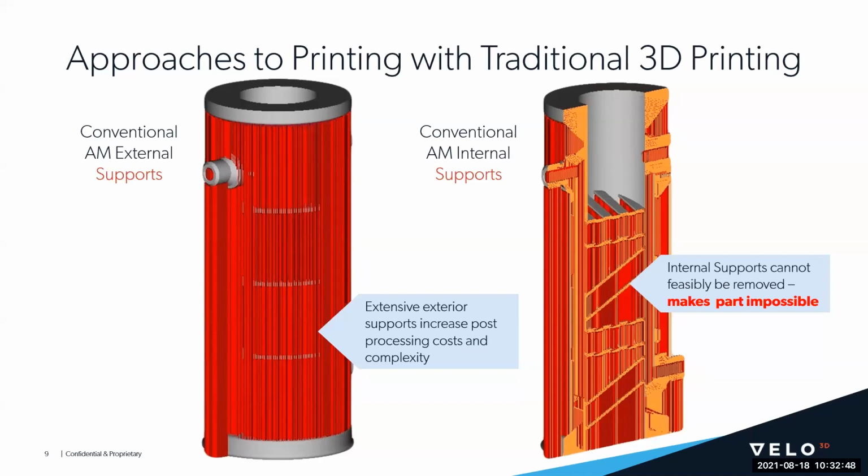And maybe you might be able to get clever with this and chop the part up into multiple pieces and print them all individually to deal with the support issue. But then you'd have to post-process all of these individual pieces and then assemble them later, and maybe braze them or assemble them however is needed. But that really just defeats a lot of the purpose and a lot of the benefits of additive manufacturing.